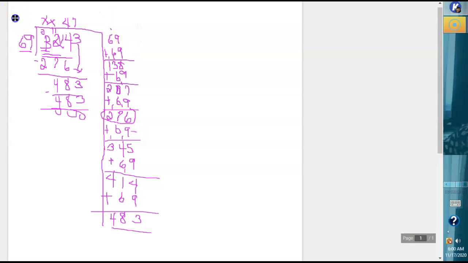Okay, so this is my example number 1, and I'm going to have example number 2. Okay? And my example number 2 is 6,460 divided by 85.